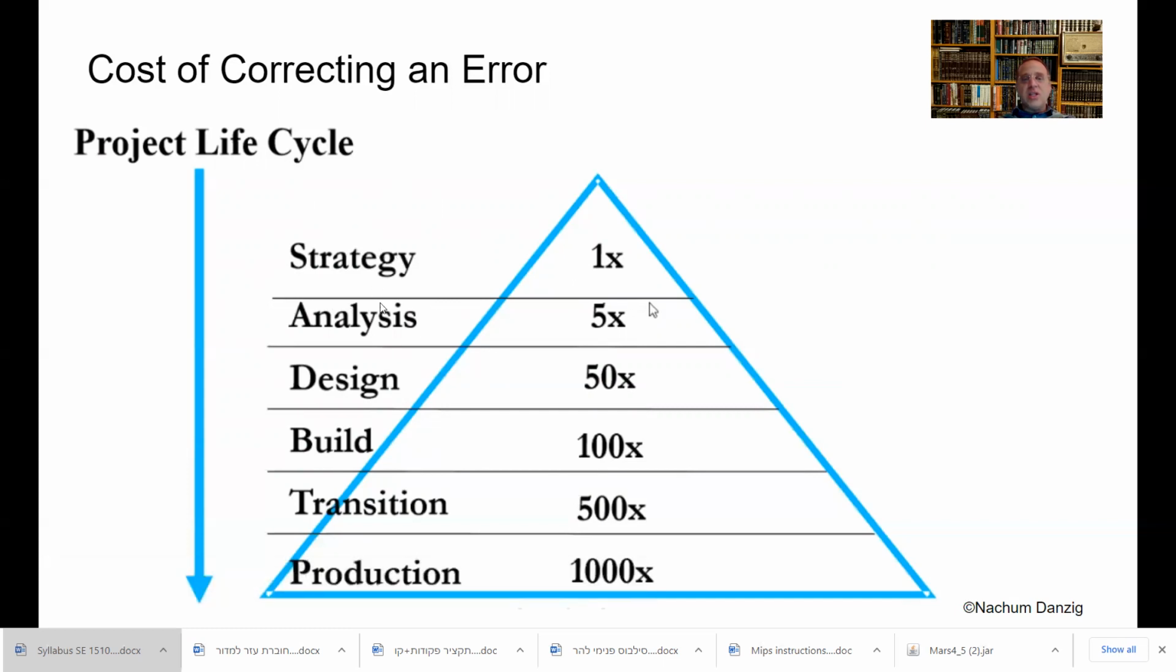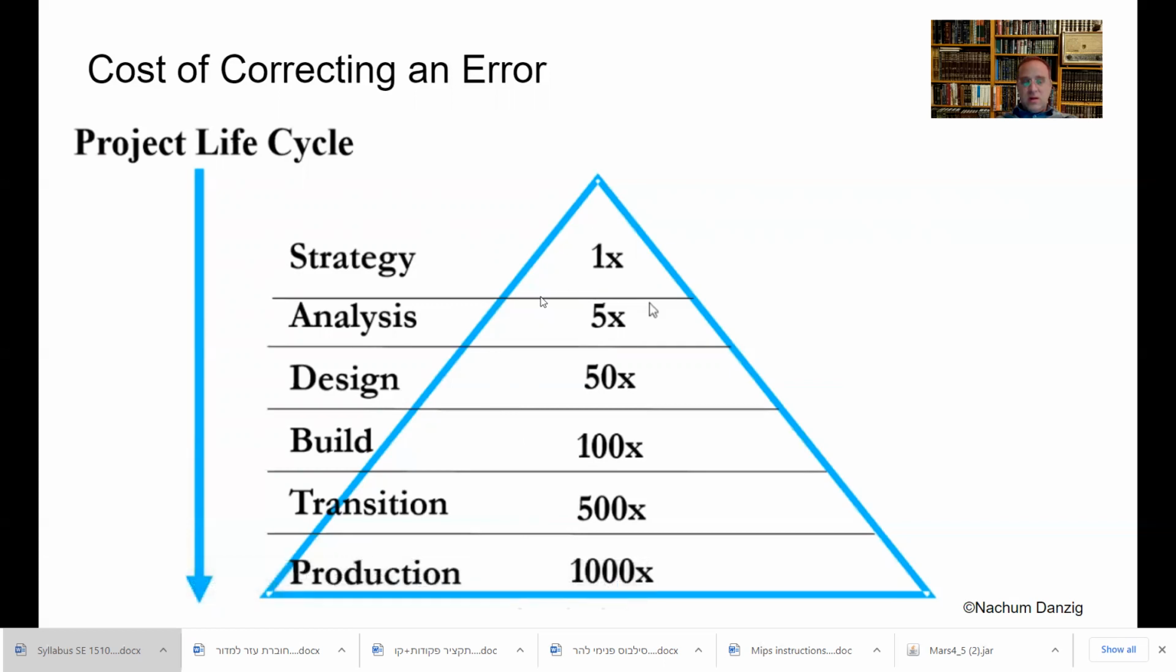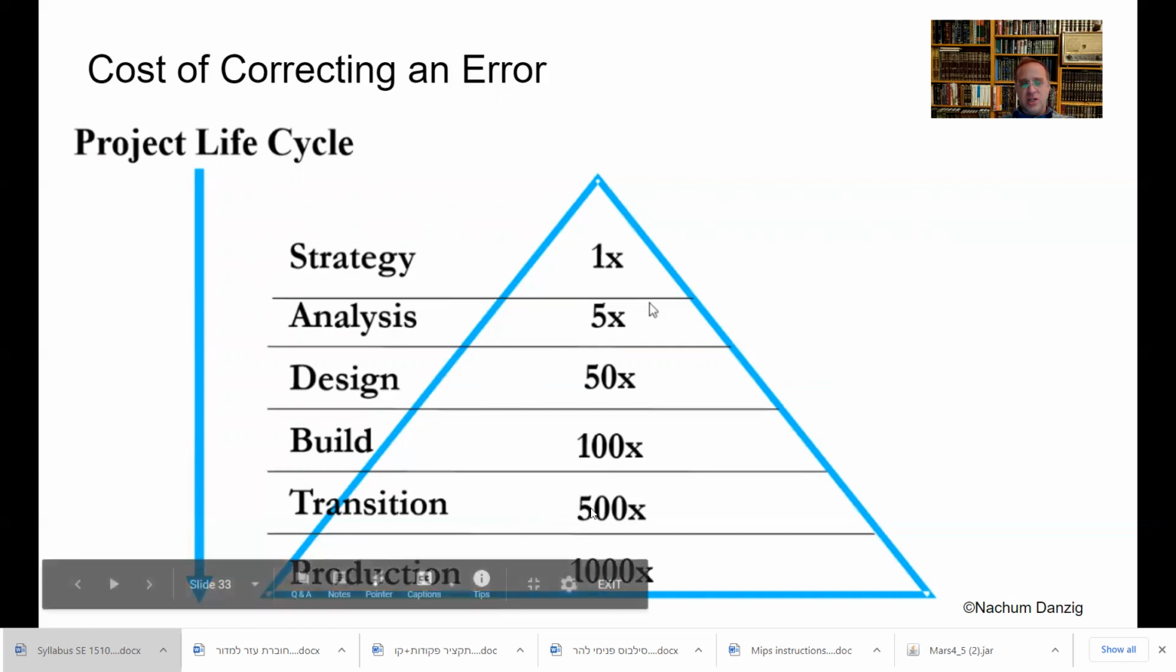In other words, in the strategy, analysis, and design, it's still relatively a small factor that increases the cost of your product. But when you've already got to the build or transition or production stage, it's going to start costing a lot more to fix an error. You'd rather find it in the beginning. It's generally true of any project. This is a project lifecycle. This is really true of any project. It's always going to cost more to fix things after you've finished, after you're in production.